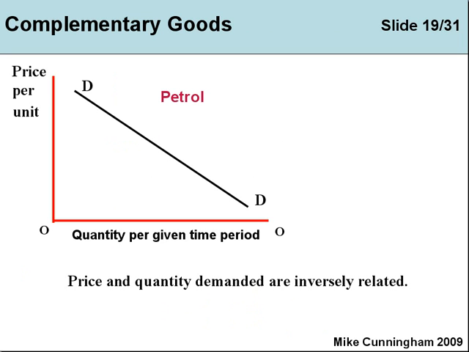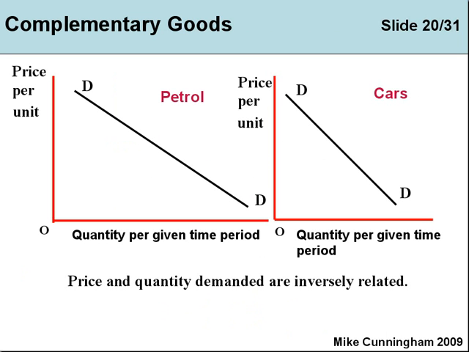Now let's see for petrol. So we've got our demand curve for petrol here. Now let's put in our demand curve for cars. You can also see it's downward sloping. As the price of cars increases, fewer cars will be demanded. Now let's put in a particular price for petrol.